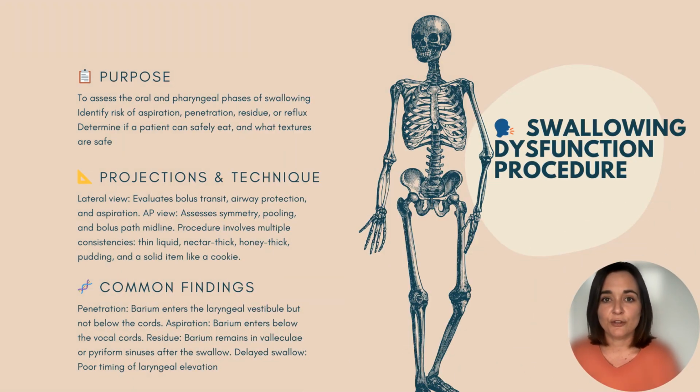Common findings include penetration. This is where barium enters the laryngeal vestibule, but not below the cords. Then we have aspiration, where barium enters below the vocal cords. We have residue, where barium remains in the valleculae or piriform sinuses after the swallow. And then we have a delayed swallow, which is poor timing of the pharyngeal elevation.